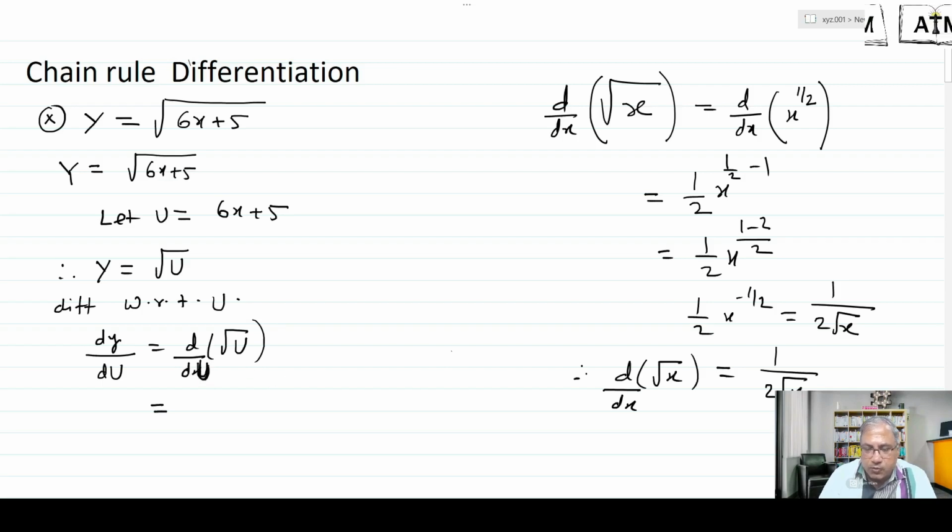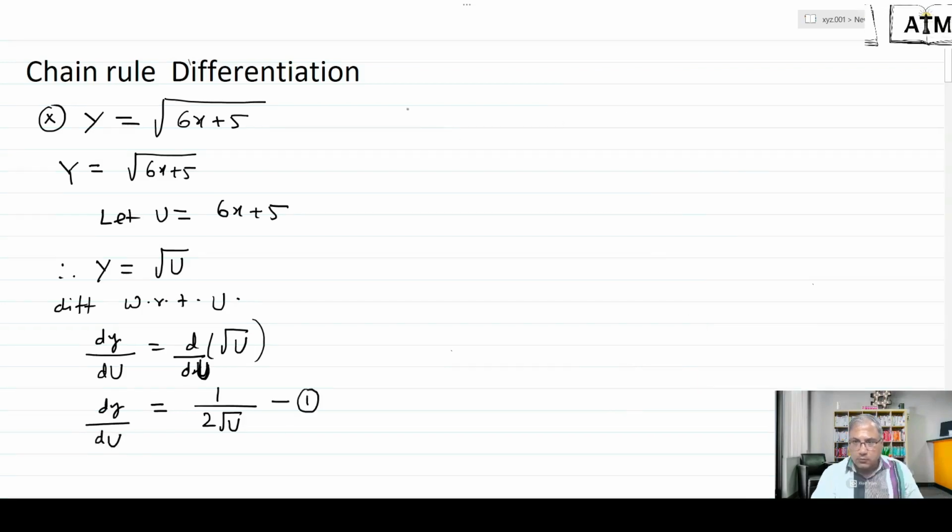Now what is the answer for root x? The derivative of root x equals 1 upon 2 root x. Therefore the derivative of root u with respect to u equals 1 upon 2 root u. That is dy by du. Let us call it equation number 1.